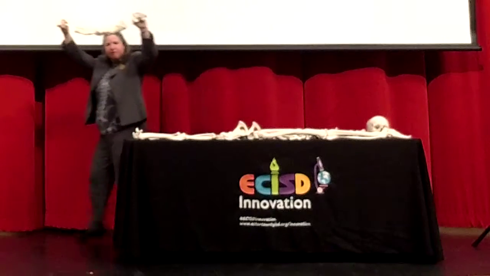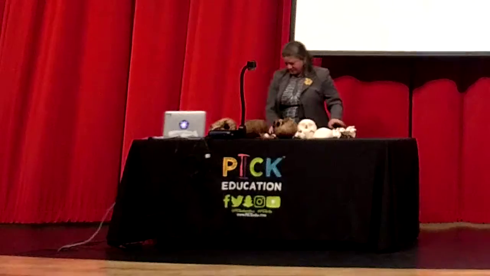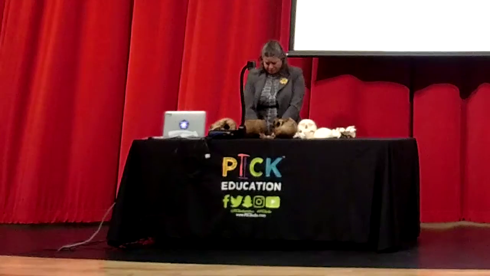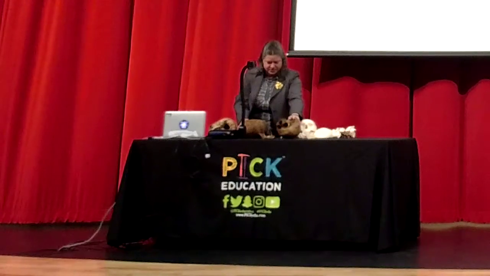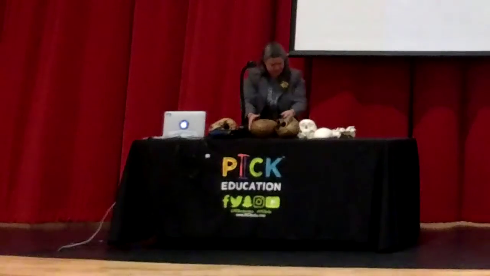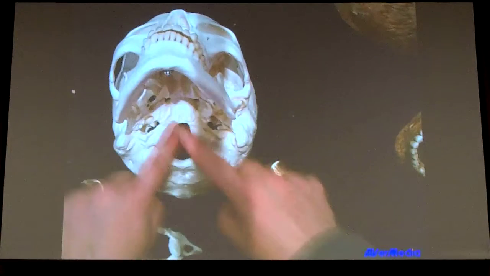So here's a whole string of back bones, right? These go like this. And the very top of it looks like this. Okay, so for this, we'll probably have to shut the lights back down again because these white bones are too bright. Thank you. So if we look at this skull in the bottom, it just has a big hole.